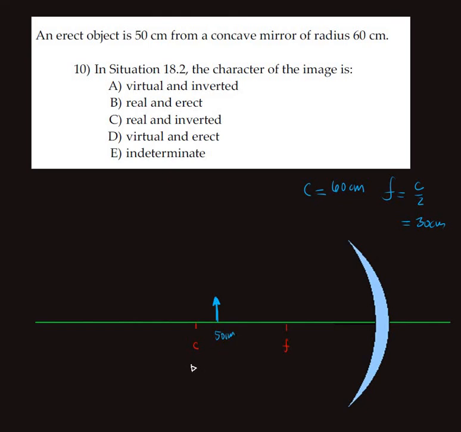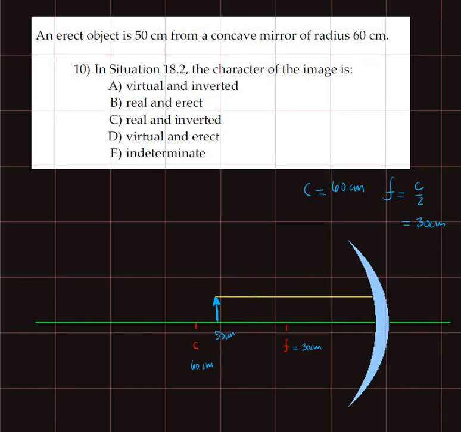We know the radius of curvature, or the center, is 60 centimeters, and the focus is at 30 because it's half of the center of curvature, or half of the radius. And they're asking you the characteristic of the image: if it's virtual and inverted, real erect, real inverted, virtual erect, or indeterminate. Now, we have done this problem with ray tracing, so you more or less know where it is. I'll show you in a second. And you know how the story goes.